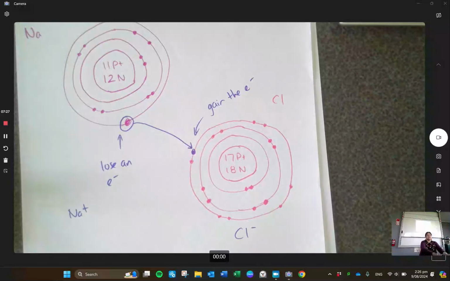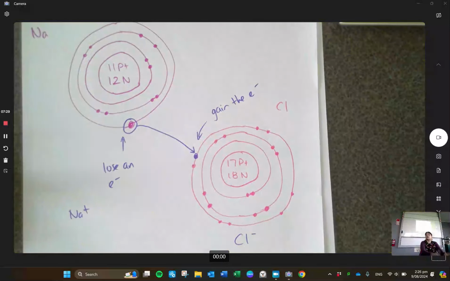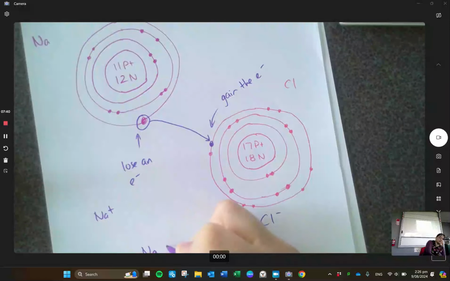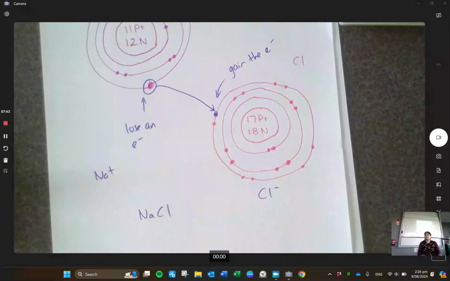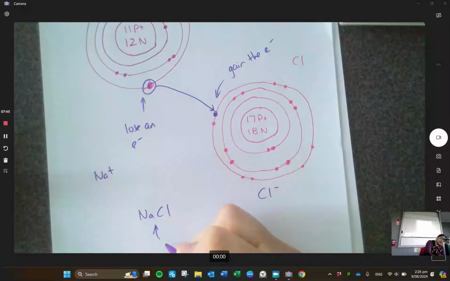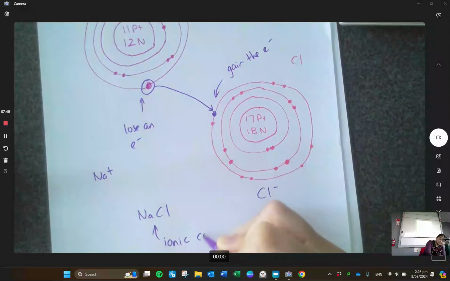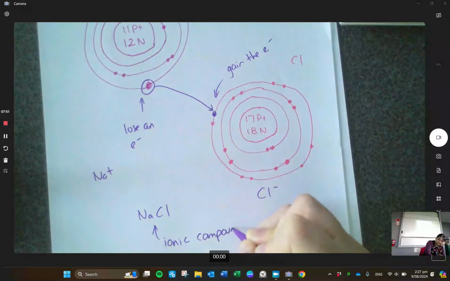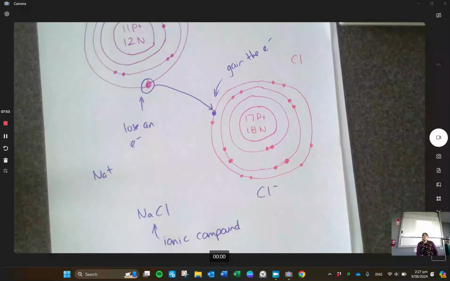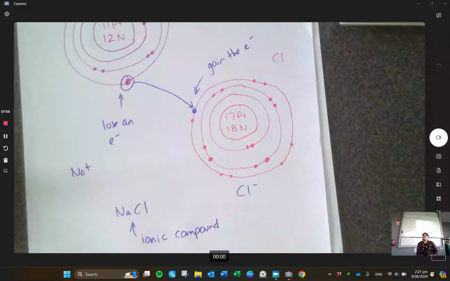All right. Since these guys are opposite charges, they're going to be attracted to each other because opposite charges attract. And when it does that, it forms an ionic bond. And what's going to happen is that they're going to come together and form a compound, which is sodium chloride. And we call that an atomic compound. Sorry, an ionic compound. Are we okay so far?